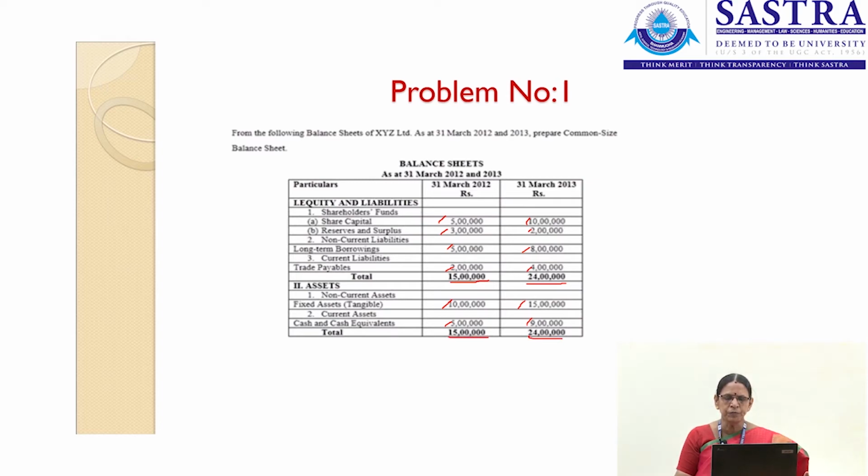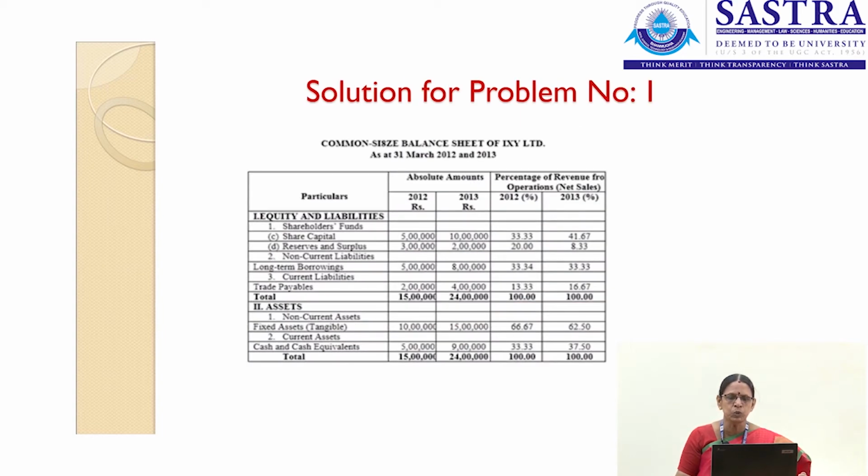So this 15 lakhs is now taken to be 100 and 24 lakhs is taken to be 100, and we convert all the items to the total of the balance sheet. Let me now explain the solution for the problem we have seen now. This is the balance sheet of XYZ Limited.